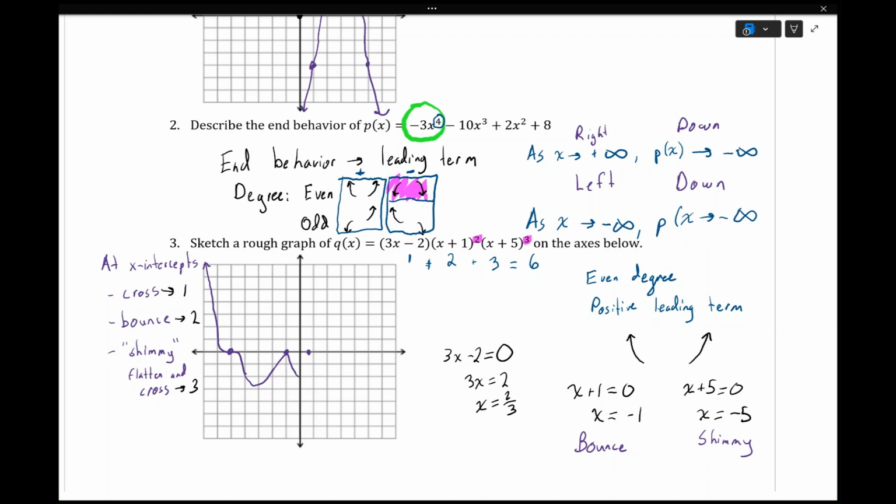And then once again, I'm going to have to turn around and come back. And at 2/3, since it's degree 1, since there's no exponent on the factor, it's just a simple cross. And it just keeps going. Now, this is a very rough graph because if I found the y-intercept of this, its y-intercept would actually be negative 250. And this local min over here could be lower or higher than that. We don't know. All I care about are the x-intercepts and the behavior of the graph near them. Am I crossing? Am I bouncing? Or am I shimmying?